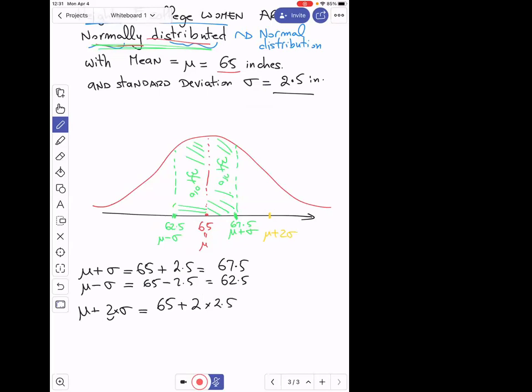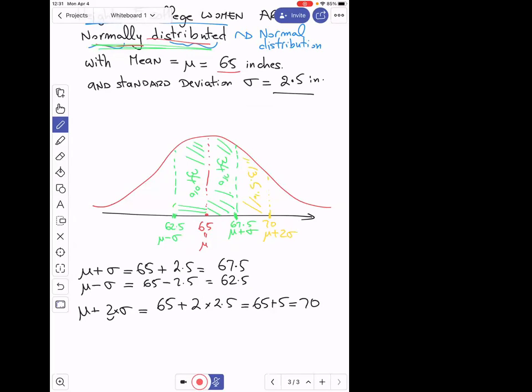So it's 2 times 2.5. So that's 65 plus 5, which is 70, right? So mu plus 2 sigma is actually 70 inches. And again, because it's a normal distribution, I know that this region here between 67.5 and 70 is equal to 13.5%.